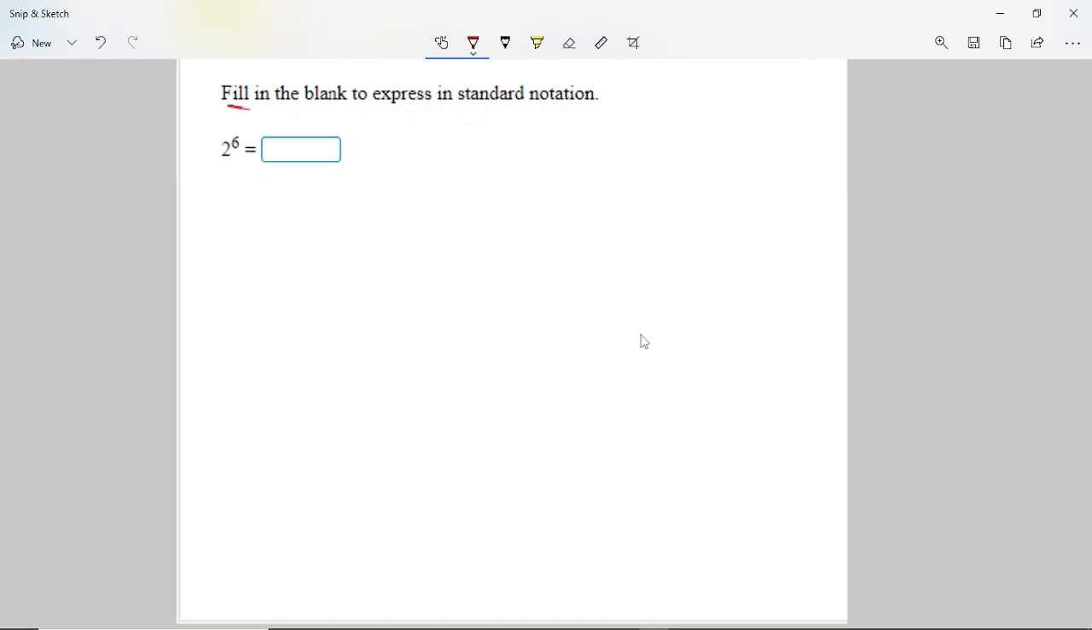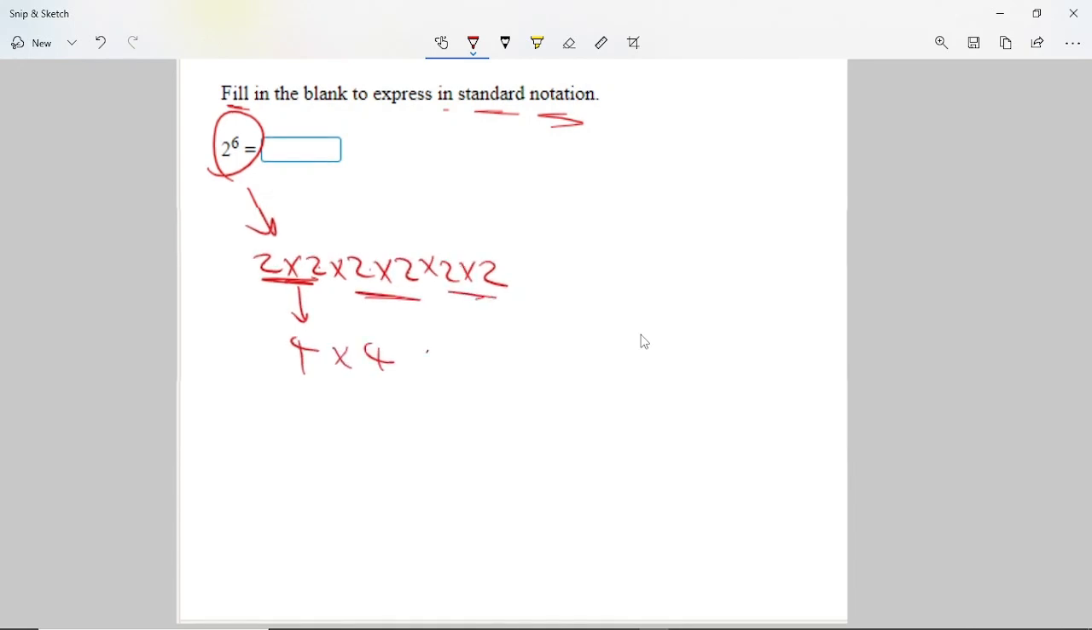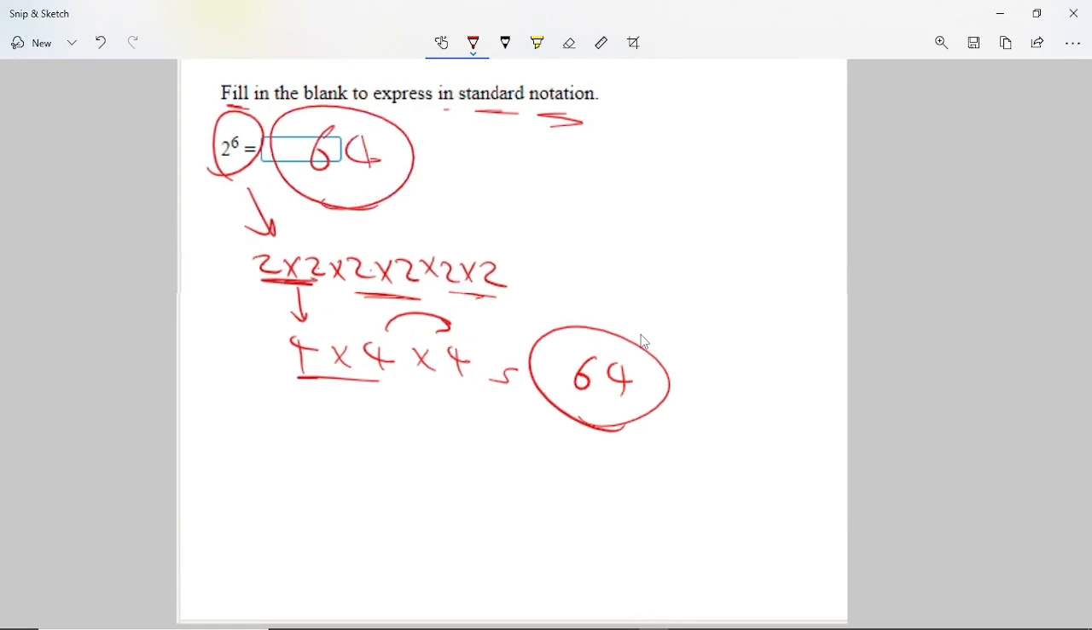Fill in the blank to express in the standard notation 2 power of 6. It means 2 multiplied 6 times. 2, 3, 4, 5, 6. This is 4. This is 4. 4. So 16 multiplied 4 will be equal to 64. So the answer will be 64.